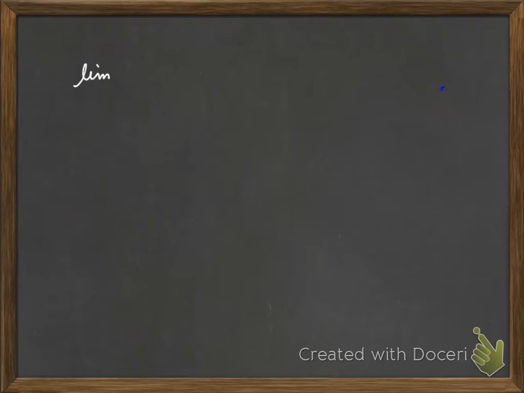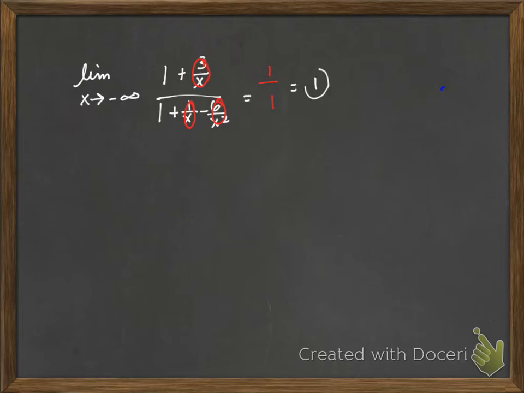All right, so the limit as x is approaching negative infinity. Remember, we got this down to 1 plus 3 over x over 1 plus 1 over x minus 6 over x squared, right? So once again, we're plugging in negative infinity. And remember that 3 over x is going to go to 0 because you have 3 over a very, very large number. 1 over x is going to go to 0, and 6 over x squared is going to go to 0. So if I go x approaching negative infinity, I get 1 over 1, which equals 1, okay?